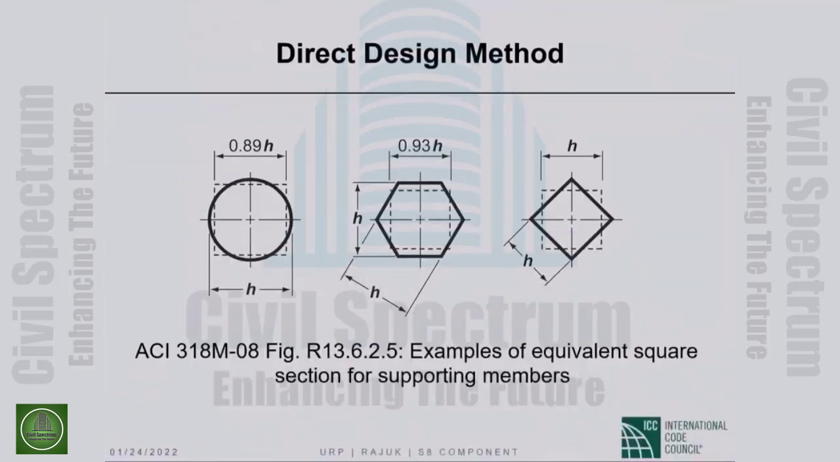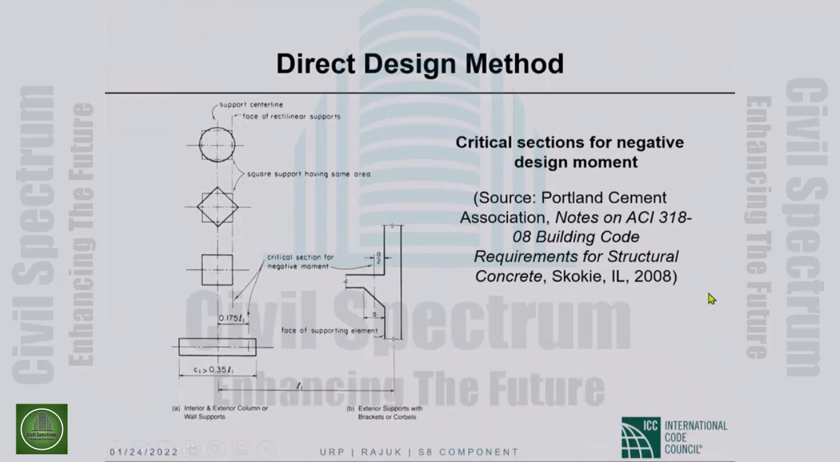So this is what is shown here. Circular you can replace by the square support. Now this may be helpful. Support face will be the face of this square. Support face here will be the face of this. Support face here is unchanged. Now this is a very long column. Remember the clear span cannot be any less than 30.